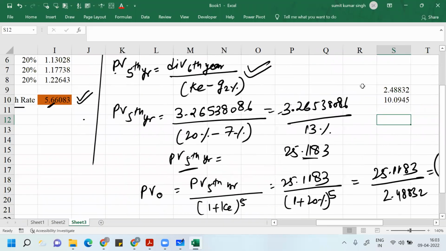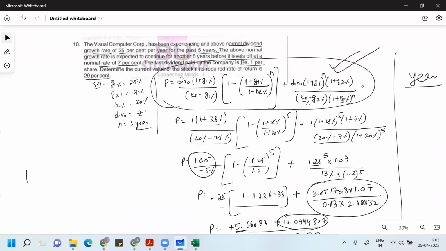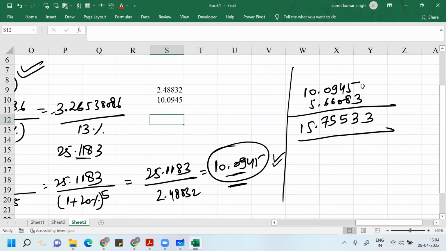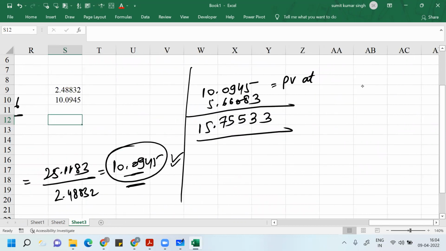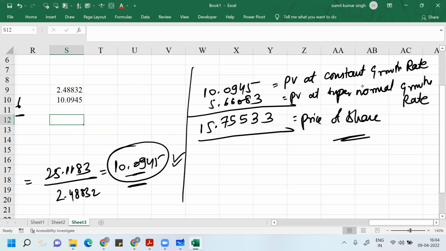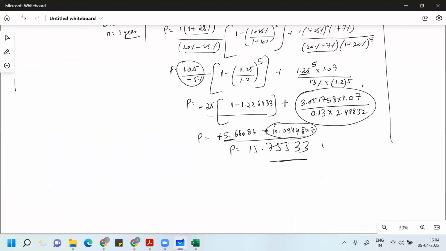So this formula, what I told you, is a direct formula. Here we are doing the same step by step. This is the present value at constant growth rate. This is the present value at supernormal growth. Sir, when we applied the formula, this is the price of share. Yeah, what are you telling me? When we applied the formula, we got 15.75533. This was minus, minus, it will become plus.